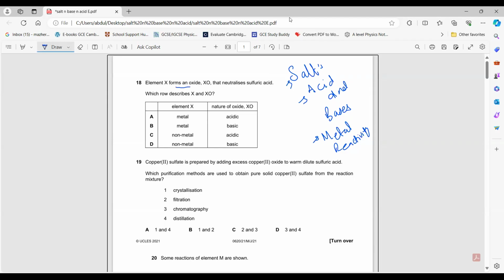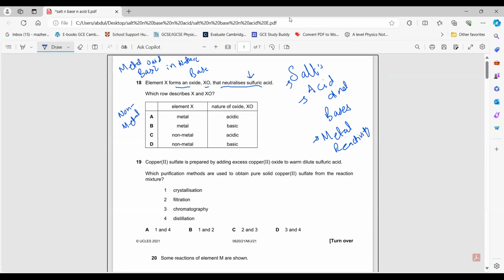Element X forms an oxide, XO, that neutralizes sulfuric acid. Which row describes X and XO? Clearly, if it's neutralizing sulfuric acid, it must be a base. And we know that metal oxides are basic in nature and non-metal oxides are acidic in nature.